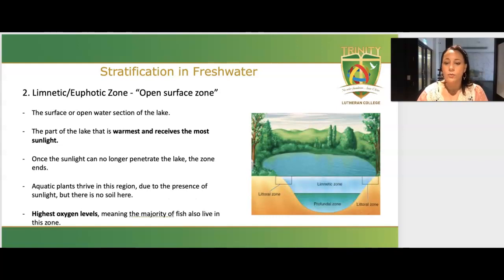In open water, we have the limnetic zone. So it's just as shallow as that littoral zone, most of it, but there's no land. It's the warmest part of the lake and it receives the most sunlight. Therefore, you get lots of photosynthetic floating organisms like water lilies and algae that love to live in this zone. Because there's lots of oxygen in the limnetic zone as well, because there's lots of surface area for diffusion of oxygen in, lots of fish are going to want to live there as well.